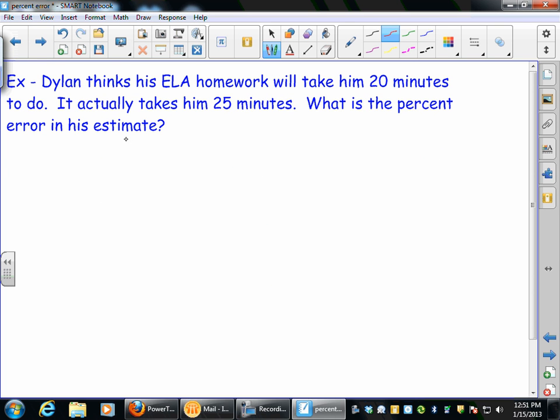So on this one, Dylan thinks his ELA homework will take him 20 minutes to do. It actually takes him 25. What's the percent error? Well, I'm going to take the amount of error and put it over the actual, and then I'll divide those. So the amount of error: he thought 20, it took him 25. That means he was off by 5 minutes. It actually took him 25, so there's your actual. And I just divide these. Make sure you put the right one inside. The top number has to go inside.